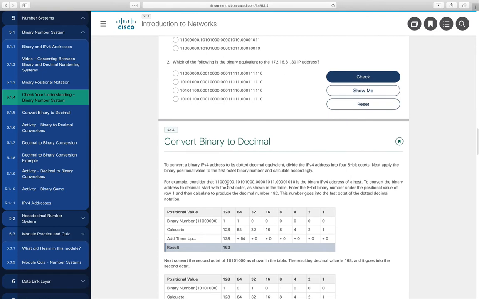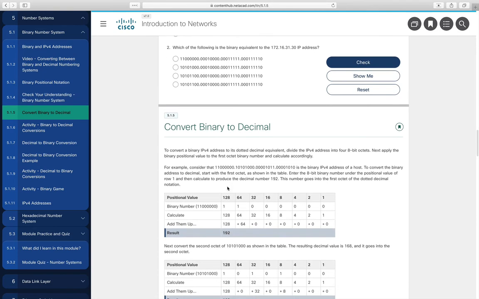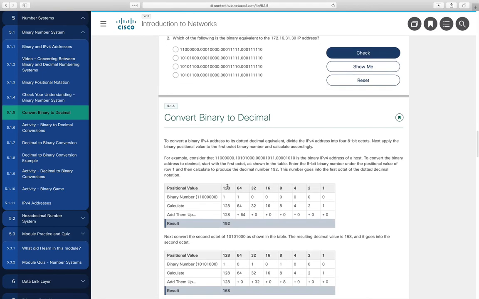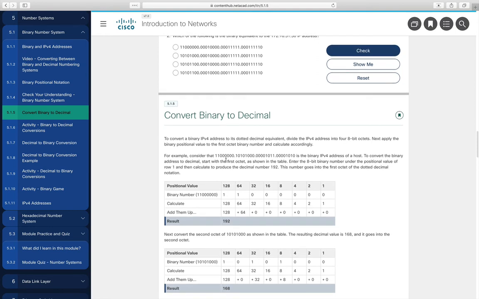515 again is talking about converting binary to decimal. In this case, we're doing the decimal dotted notation, so we're actually doing the binary to decimal calculation 4 times. Our first byte is the same as what we saw before, 1 1 followed by 6 zeros. If we convert that to decimal, we get 192. So that first octet is 192.